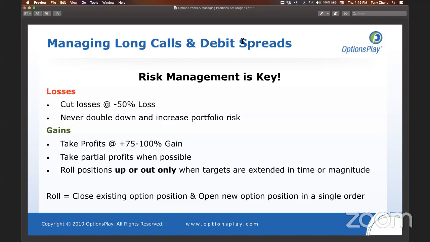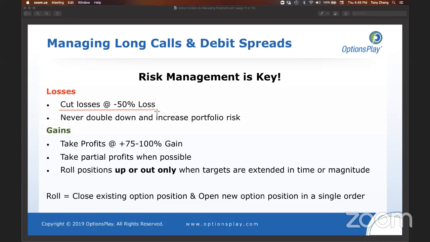So this is really where risk management is absolutely key when you're buying long calls and debit spreads. Now, the rules for this type of strategy are very easy as far as cutting losses, because for all long calls and puts and debit spreads, you generally want to cut losses whenever you've lost 50% of what you've paid for the option. So if you purchase a call option or a debit spread for $1 and it's now trading at 50 cents or less, it's time to cut your losses and move on.